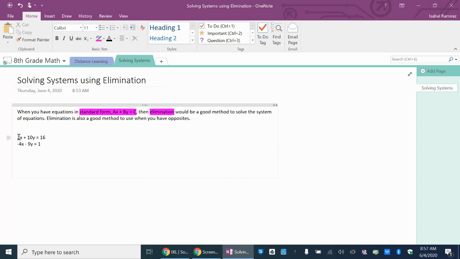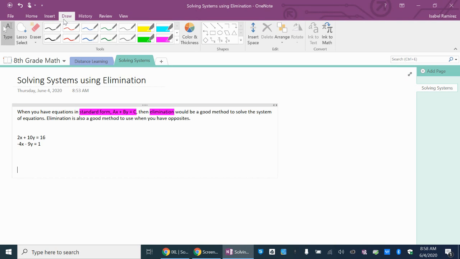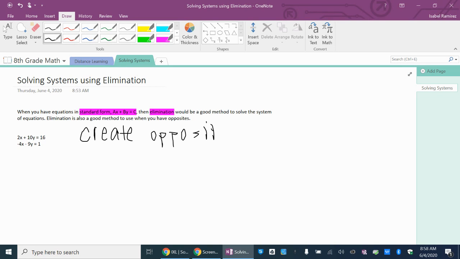So if you guys notice the system of equations, both of the equations are in standard form, ax plus by equals c: 2x plus 10y equals 16, negative 4x minus 9y equals 1. However, we do not have opposites. So what we're going to have to do is create opposites. Let me go ahead and write that down. So here we are going to have to create opposites. Because we don't have any, we can create some.